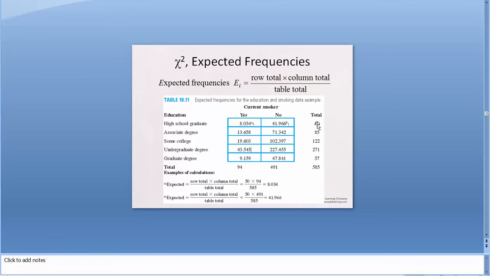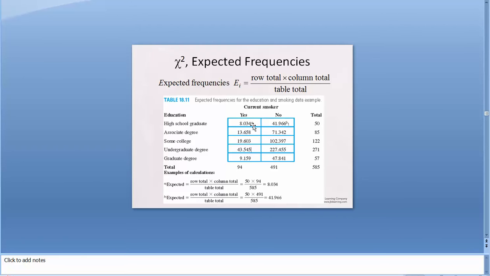So for example, how did you get this? Row total is 50, column total is 94. So 50 times 94 divided by the table total, which is 585, will give you this. See, that's what they have shown in here. Okay. So you can calculate the expected value for each cell.